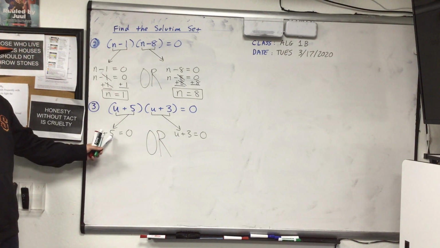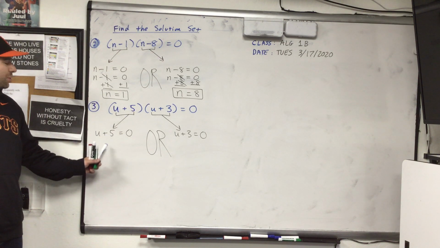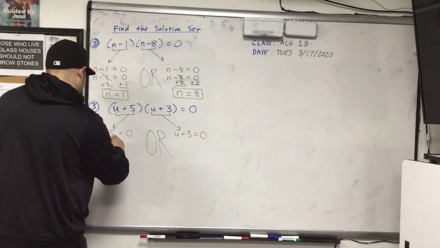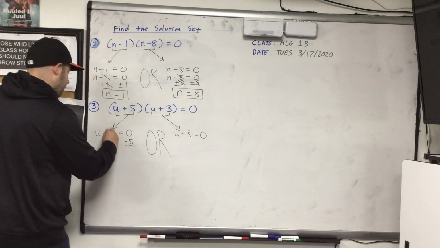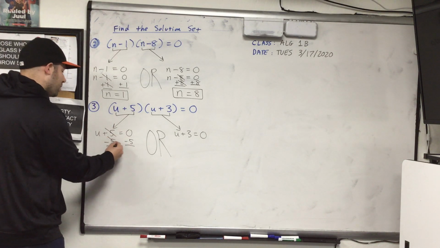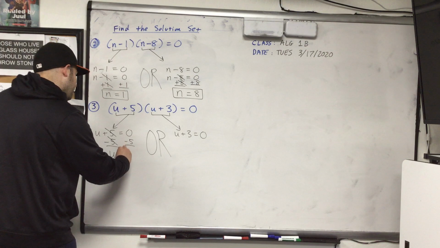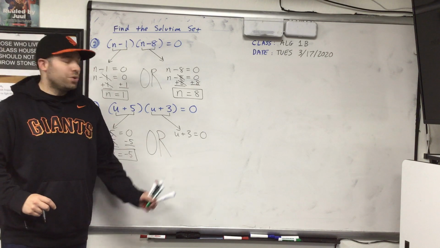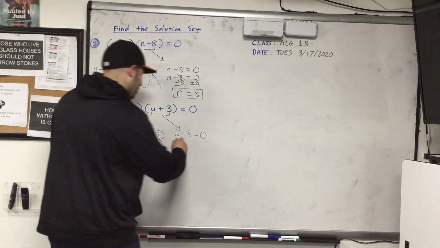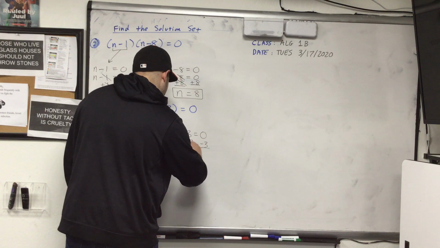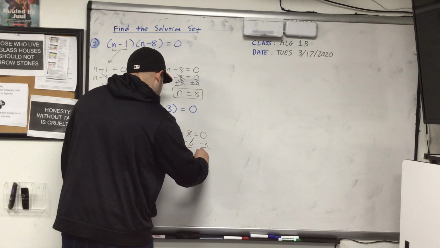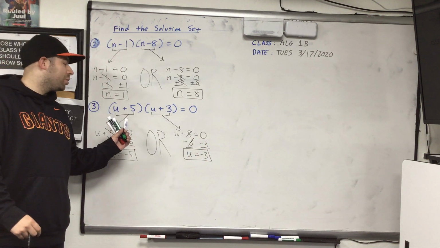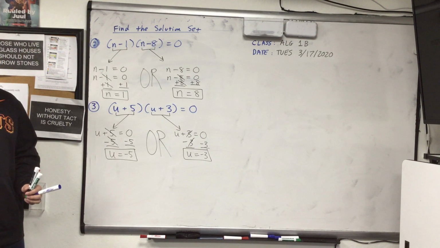This time I've got u plus 5 equals 0 and I want to get u isolated. So I need to undo that plus 5 layer by subtracting 5 on both sides. 5 minus 5 combine to form 0. So we've got u equals negative 5. We're going to do u plus 3 equals 0, so we're going to subtract 3 from both sides and get u equals negative 3. So this statement becomes true if u equals negative 5 or if u equals negative 3.